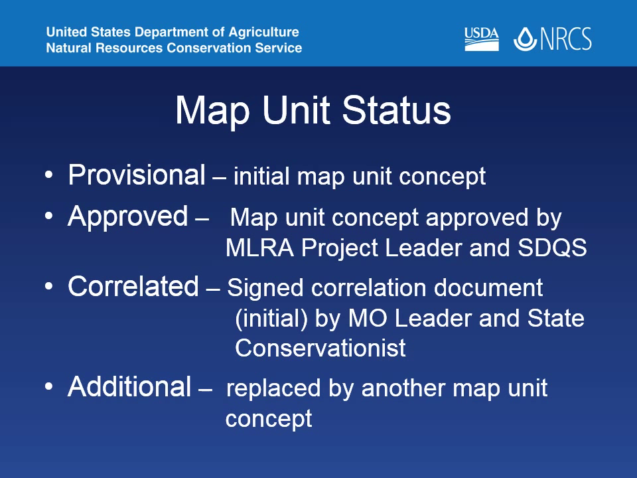For status changes, I explained this to you. Provisional is an initial map unit concept. Approved is when the soil data quality specialist has said, yes, this is a viable map unit. We're going to put it on and allow you to continue testing it. Correlated is when it's been signed off and the final correlation is completed for that particular map unit. And then additional is any map unit that has been changed and it's no longer being used.